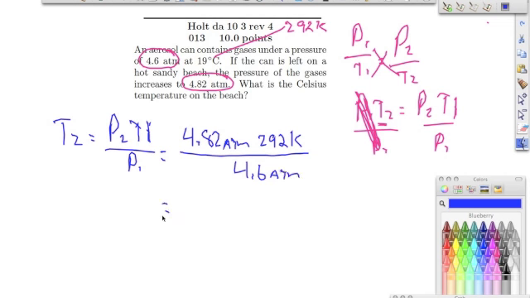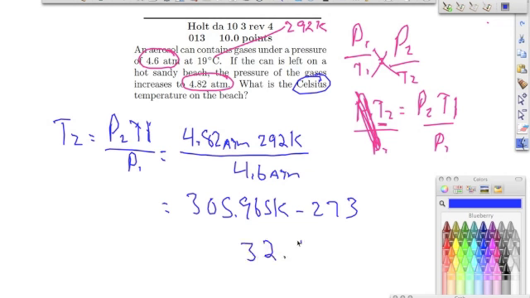Okay, when we go ahead and work this out, we get an answer of 305.965 Kelvin. Now remember, it wants it in the Celsius temperature, so we go ahead and subtract 273 from it, and we should get a Celsius temperature of 32.9652 degrees Celsius.